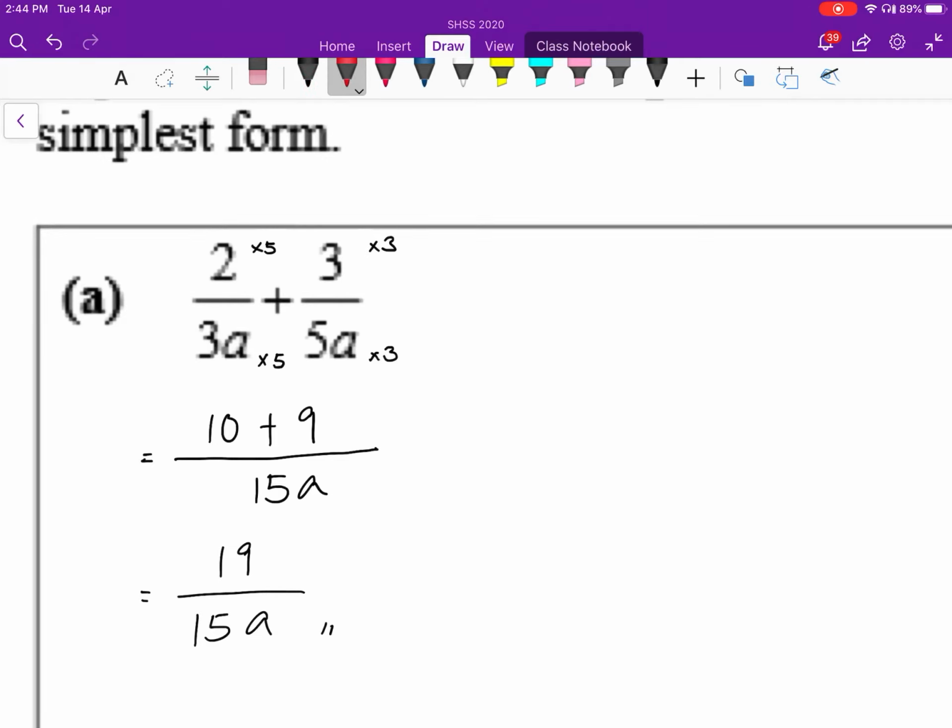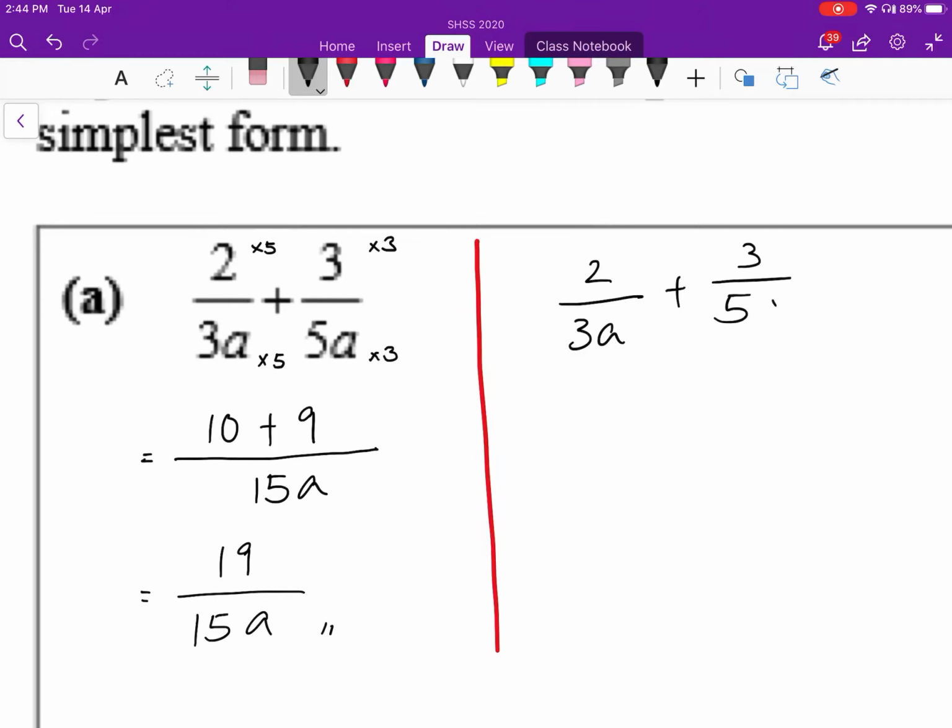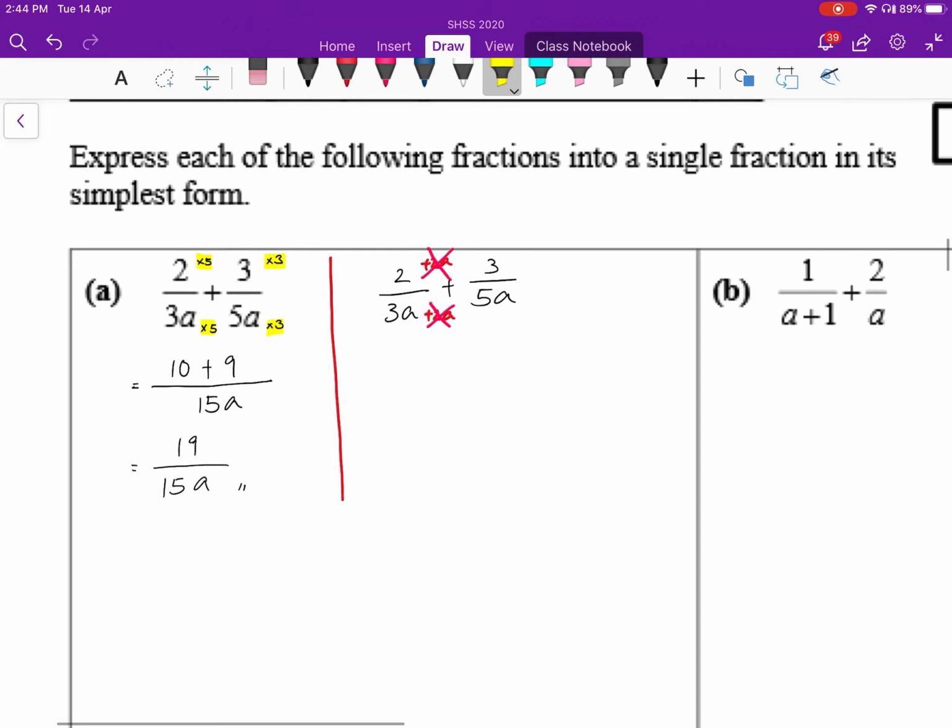Now, a common mistake that people like to make in this question is that instead of multiplying by 5, they just did this. To make it the same denominator, they just add 2a, add 2a. Take note that you're not allowed to add to make the denominator the same. You can only multiply. So no matter what, you have to multiply to make the denominator the same. If you have any problems, pause the video now and you can watch it again later to understand the concept.